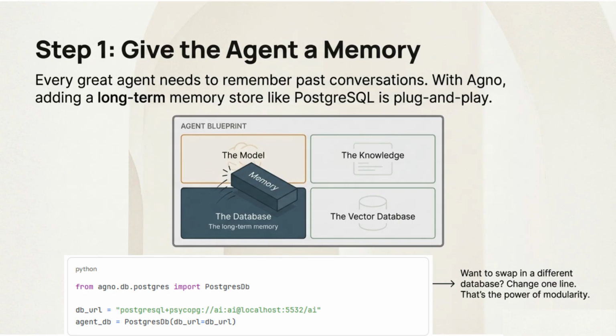First up, memory. Every great agent needs to remember past conversations. We are using PostgreSQL here, and Agno makes it plug and play. Two lines of code, and boom, your agent has long term memory. Want to swap in a different database? Change one line. That's the power of modularity.